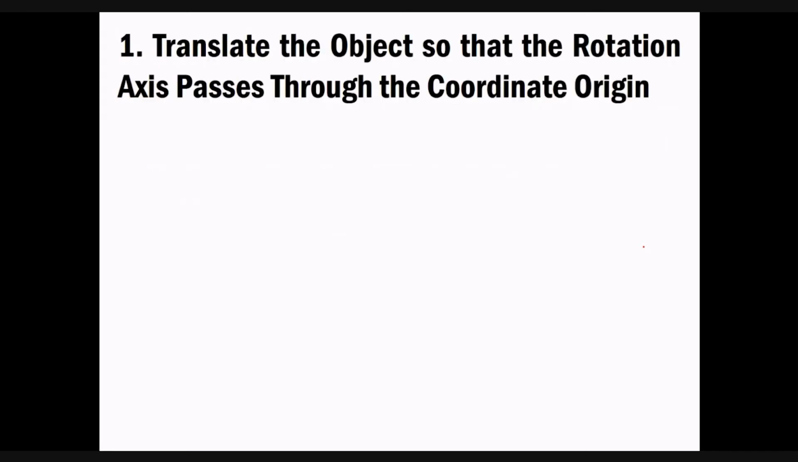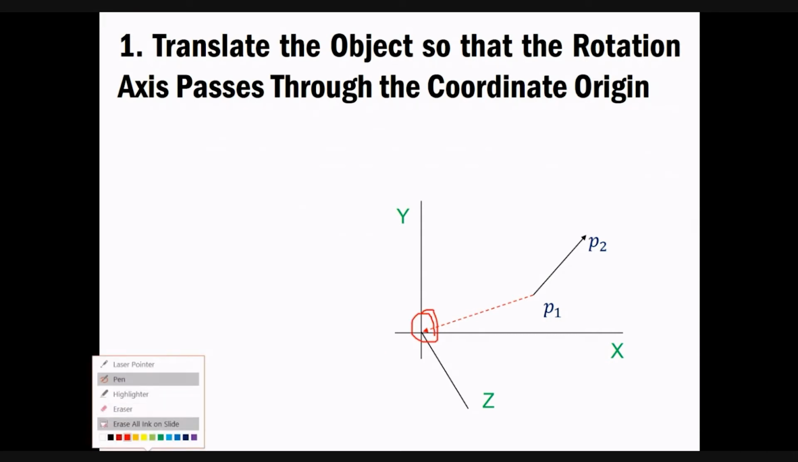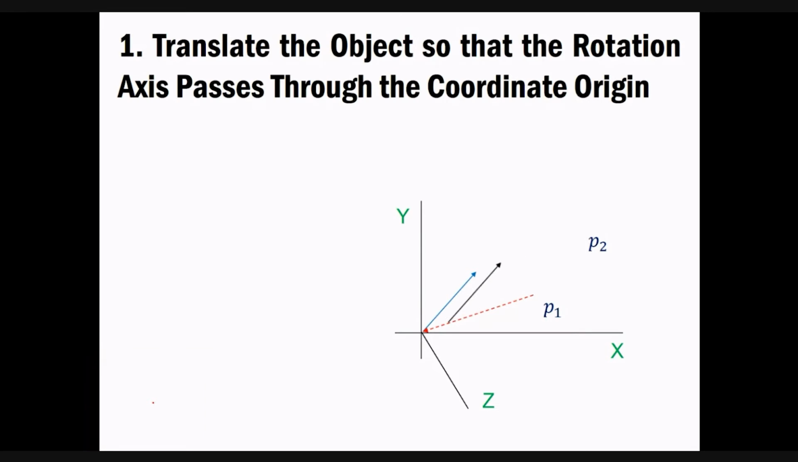Now the very first thing, as it is written on our slide, is to translate the object so that the rotation axis passes through the coordinate origin. Same thing you have to imagine, and same thing is given over here. Our two endpoints, P1 and P2, are at an arbitrary position and make up a line. You have to take it from that position and put it over here so that it will come over here. To do so we have to perform some operation.